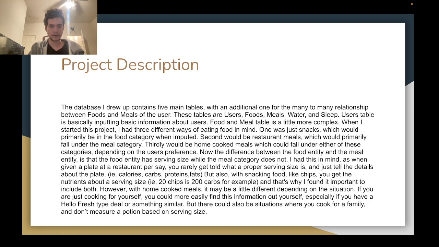Okay, project description. So basically in this project, I have 5 main tables with one additional one, a relationship table. Let's go over the tables first. Okay, so we got users, which basically tracks basic information about users, like height, weight, name, age, phone number, email, passwords, all that kind of stuff. Okay, and we got the food and meals, which are the main priority of this database.